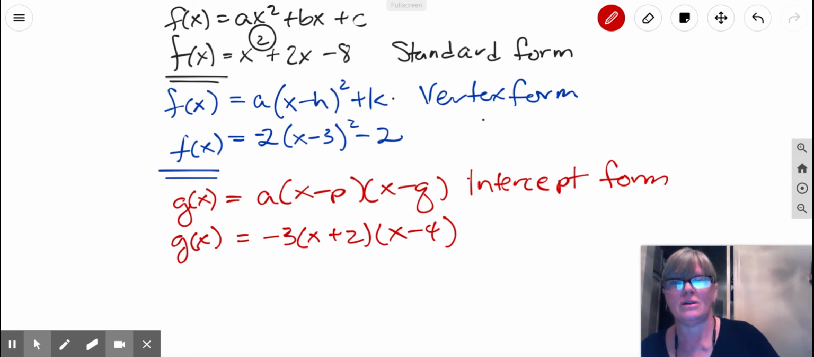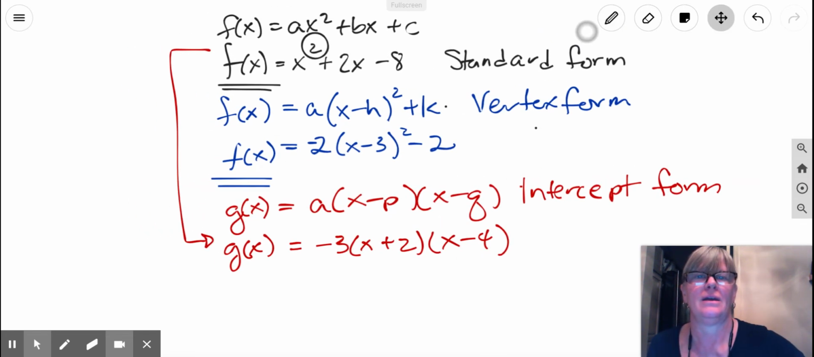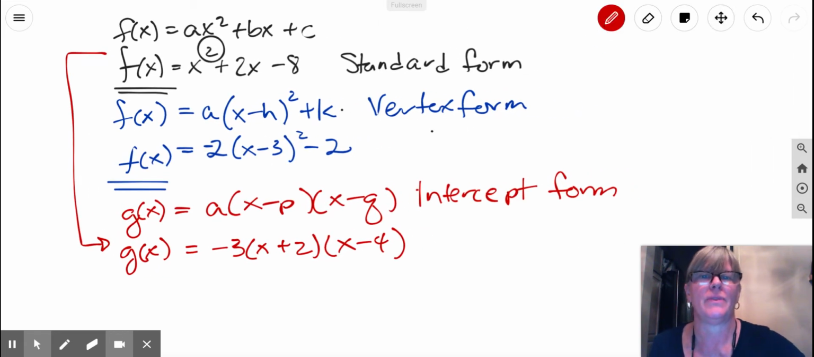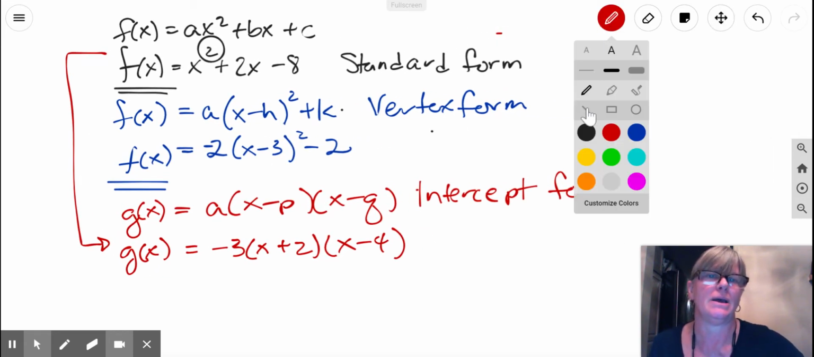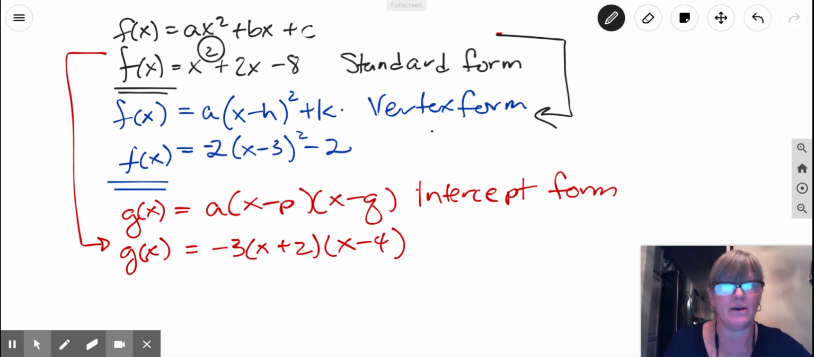Now, to go from here to here, we're going to learn how to do that. Basically, you're going to be factoring it out. See? Factoring it. To go from here to here is actually going to become a quiz for you guys. This is called completing the square, to go this direction.